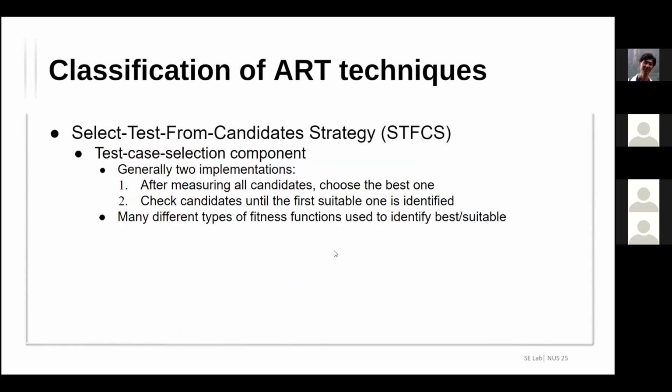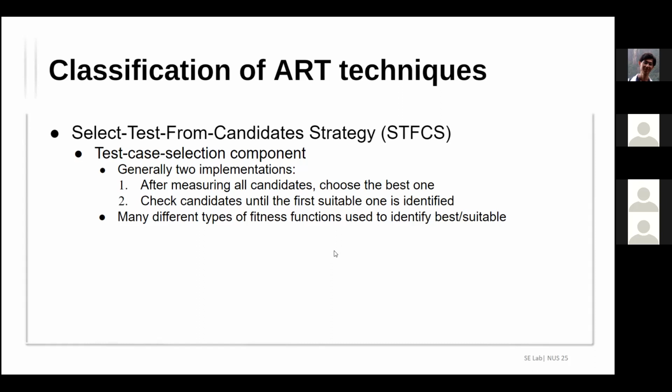Next component will be the test case selection component. Generally there are 2 implementations. The first is that you grade all the candidates. In this case, you have some fitness function. You grade all the candidates and see which one's the best one, and you pick that one out. Either that, or you just check the candidates one by one until you find one that meets your needs. You just pick that one. So it's kind of like a lazier approach.